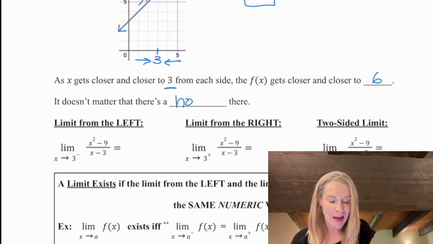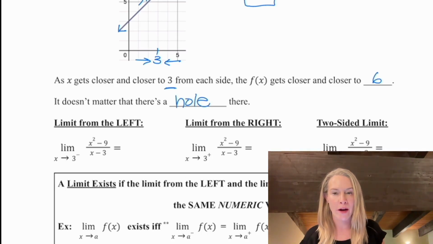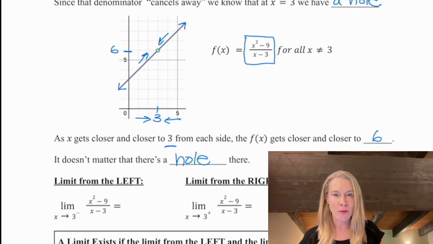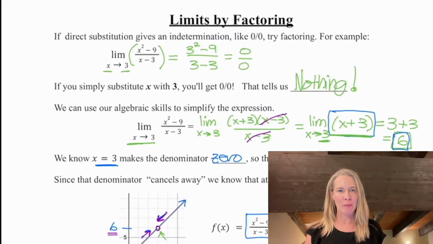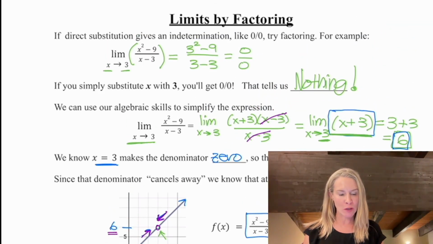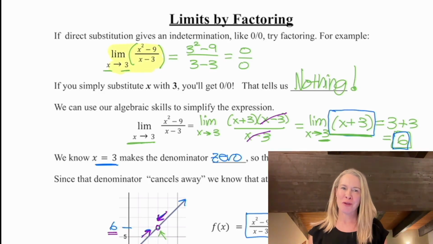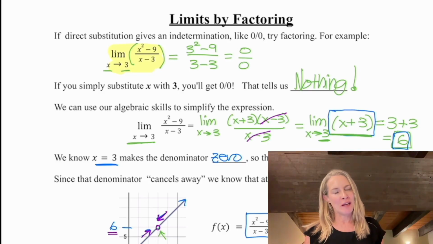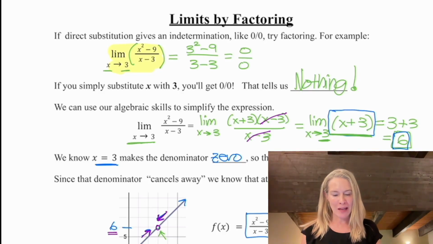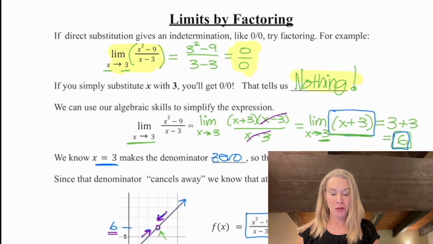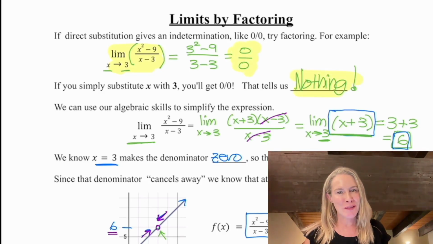It doesn't matter that there is a hole there. The point does not have to exist for the limit to exist. So to recap, the first thing you always want to do on a limits problem is try direct substitution. If you get a numeric value, you've found your limit. If you get infinity, that limit does not exist. And if you get 0 over 0, which tells you nothing, you need to try something else.